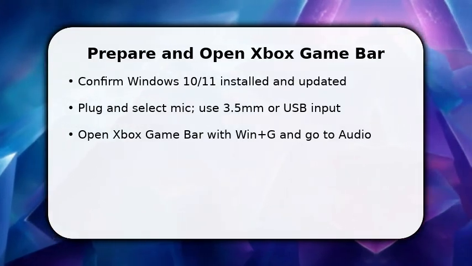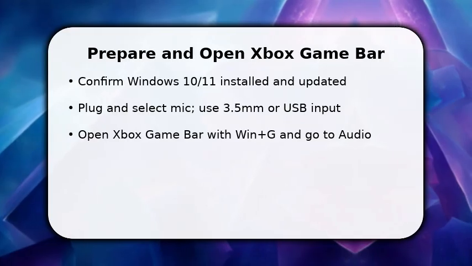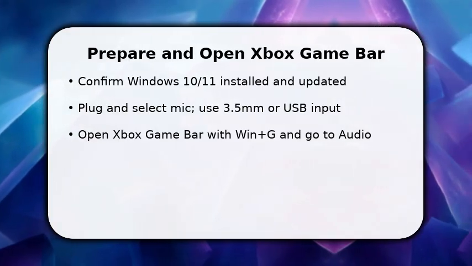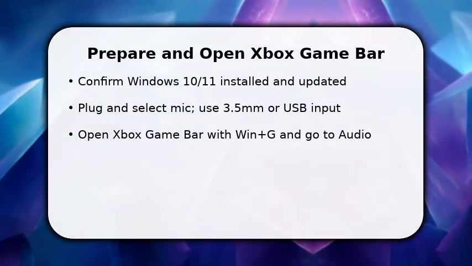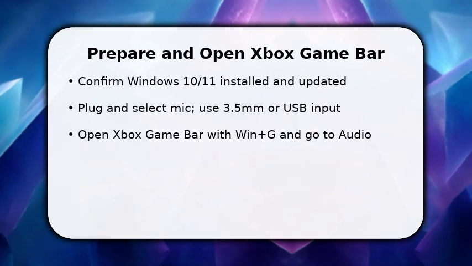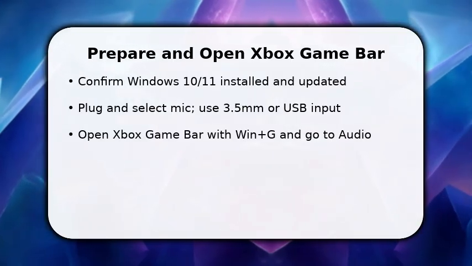Then press Win+G to open Xbox Game Bar and click the audio widget. Make sure you can see input volume meters. This shows the app recognizes the device and prepares you for the next step.